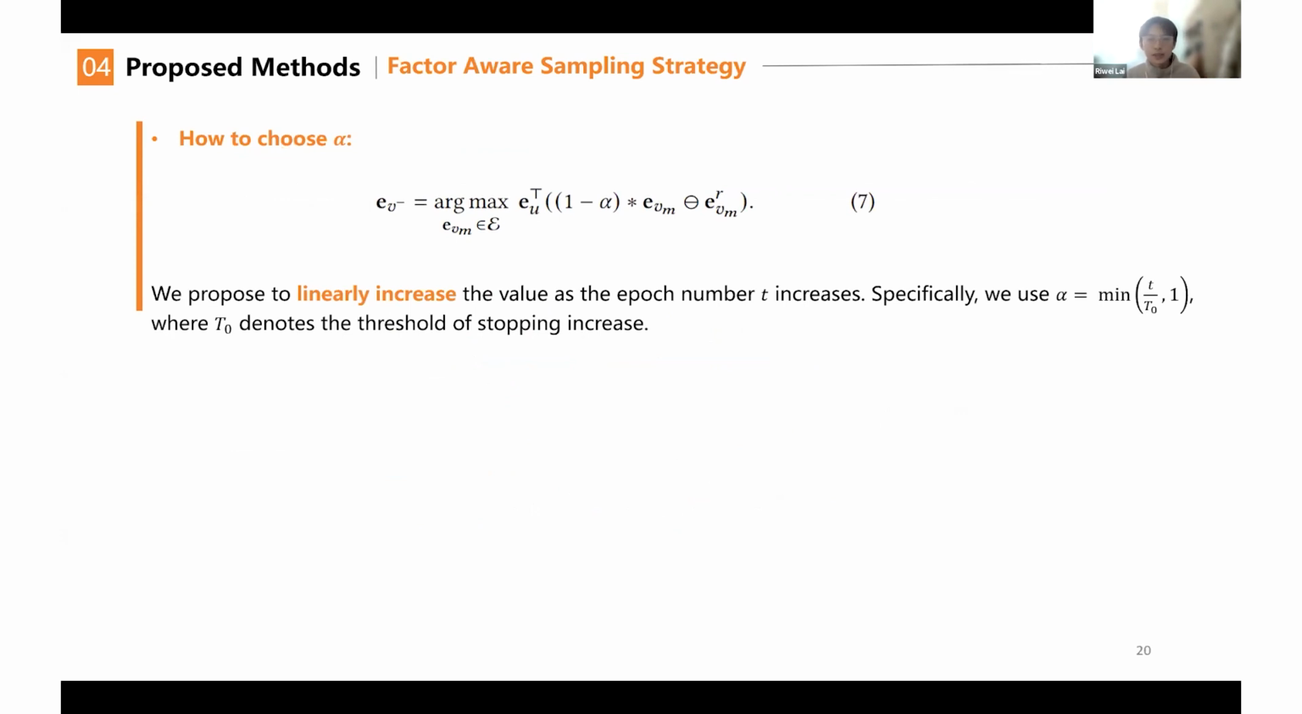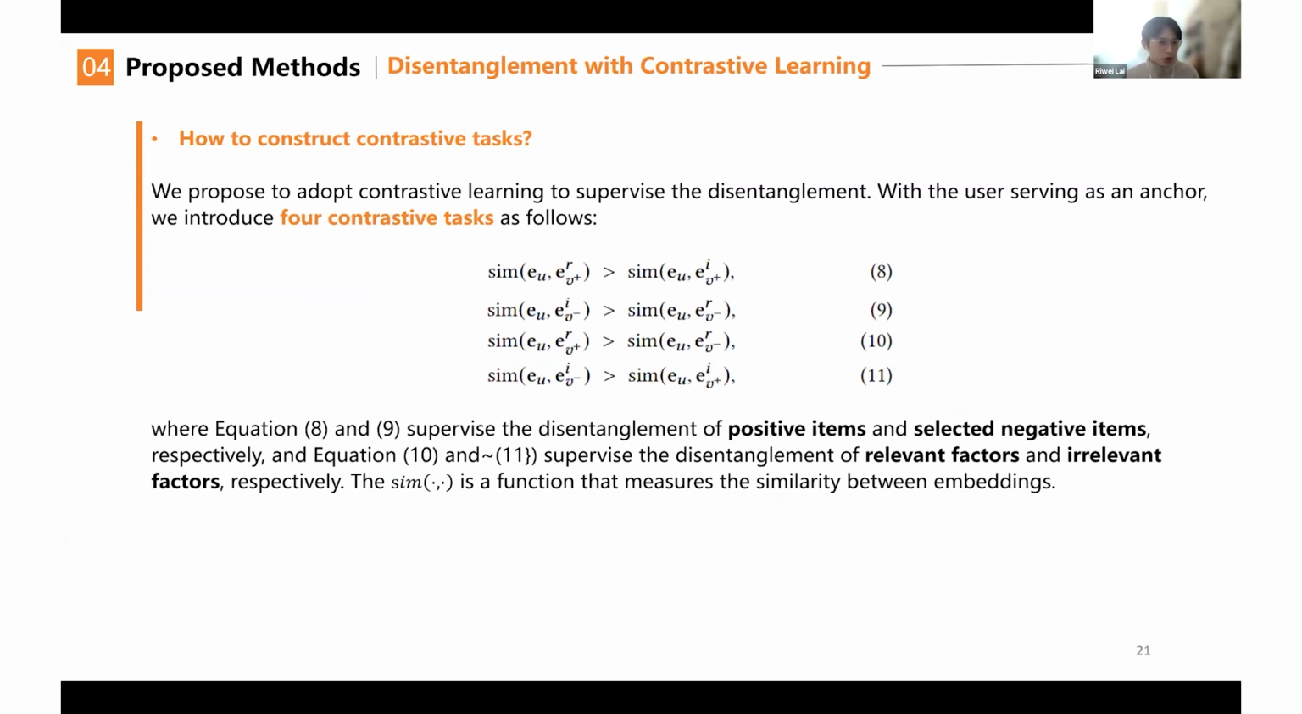Instead of setting alpha as a fixed parameter throughout the training process, we propose to linearly increase the value of alpha like a warm-up strategy. The third challenge is how to ensure the credibility of the disentanglement. Here we propose to adapt contrastive learning to supervise the disentanglement and introduce 4 contrastive tasks which supervise the disentanglement of positive item, selected negative item, relevant factors, and irrelevant factors. Due to the time and space limitation, a more intuitive explanation can be found in our paper.